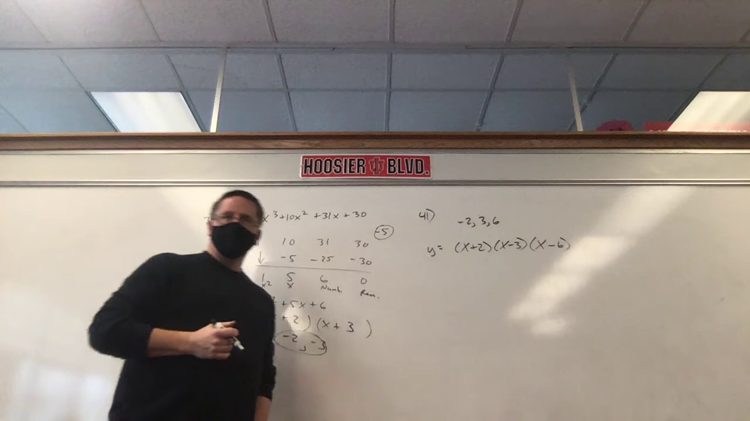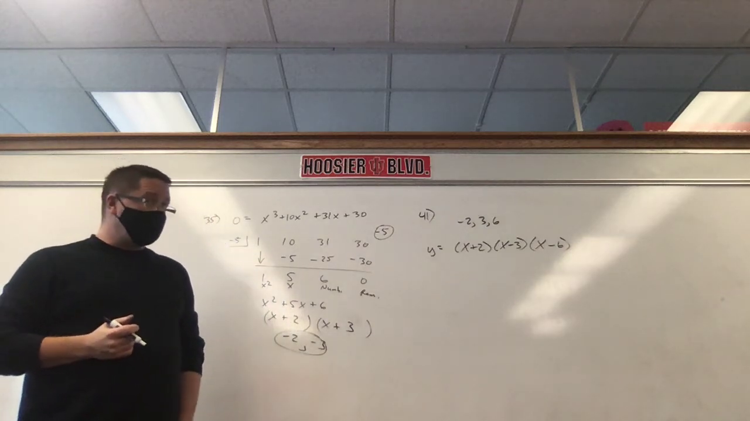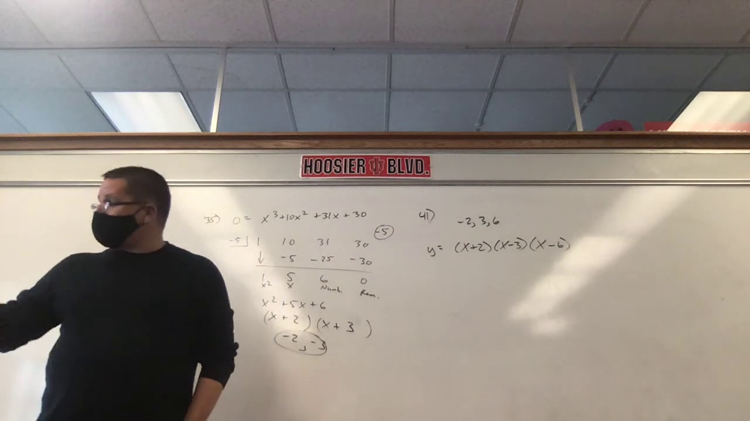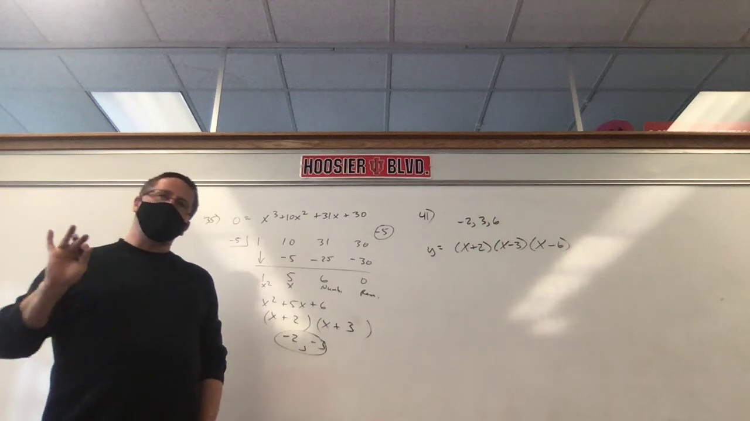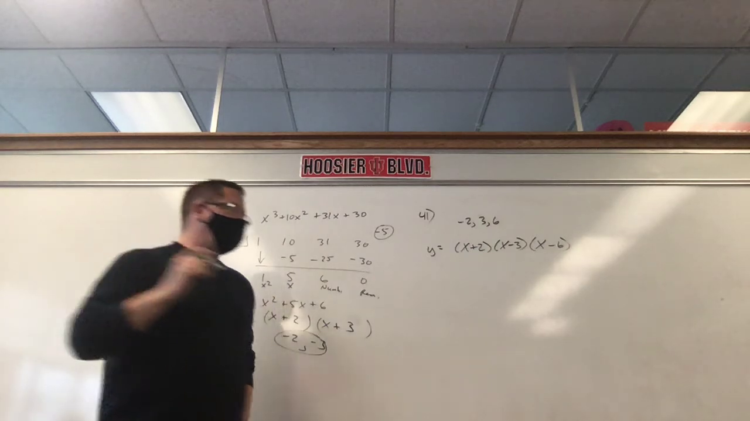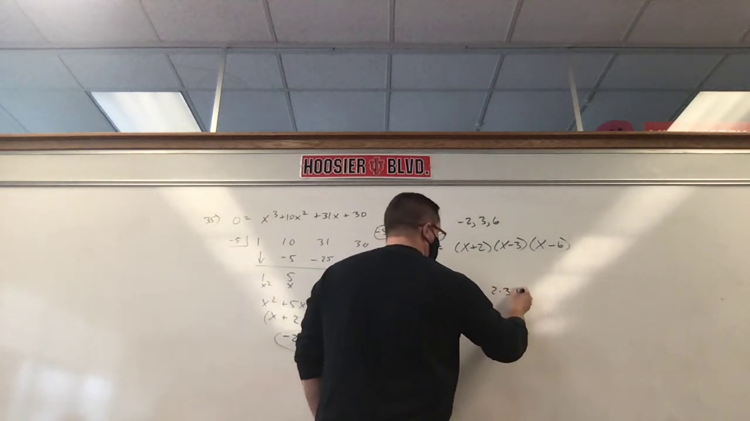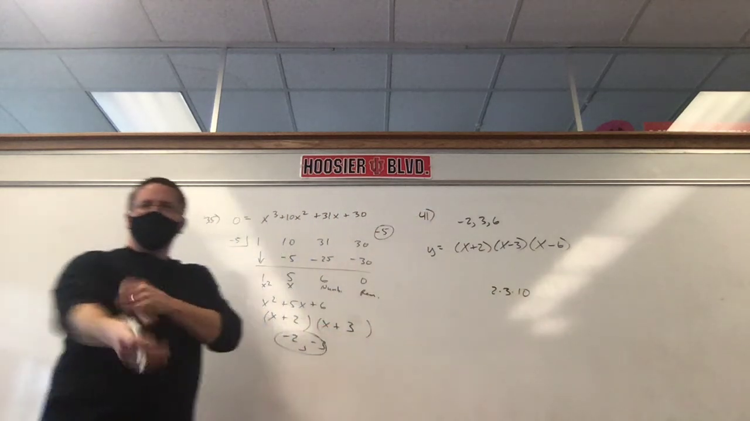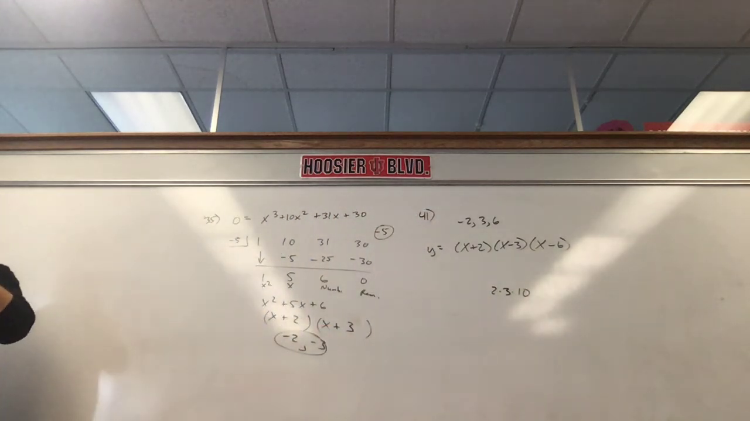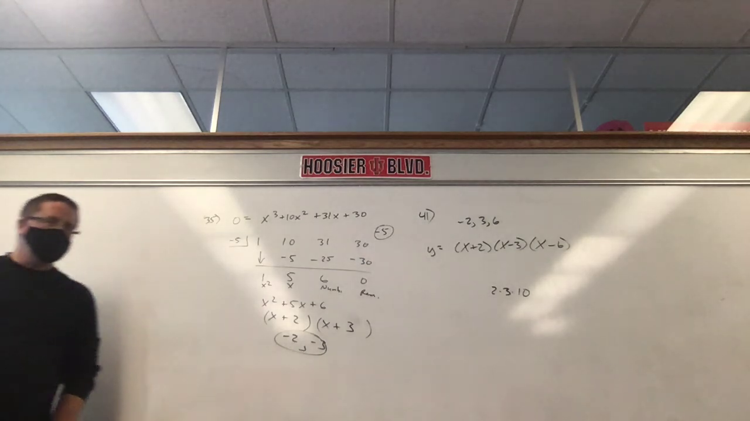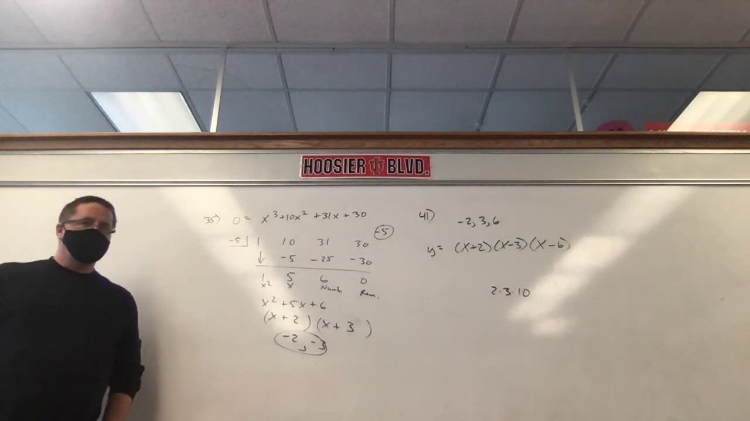What do parentheses mean? Factor. It already is factored. So we're going to multiply. How do you multiply 3 things at once? If I asked you this right here, 2 times 3 times 10, okay? What is 2 times 3 times 10? 2 times 3 is 6. 6 times 10 is 60. Yeah. 2 times 3 is 6 times 10.